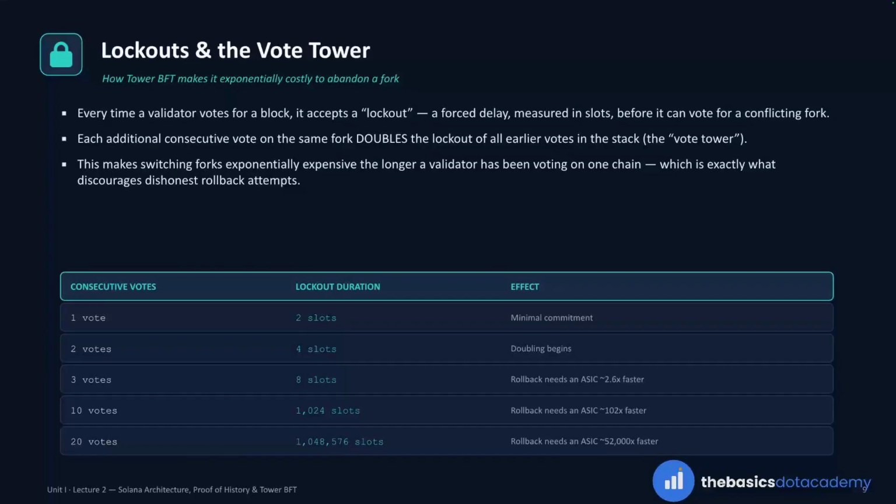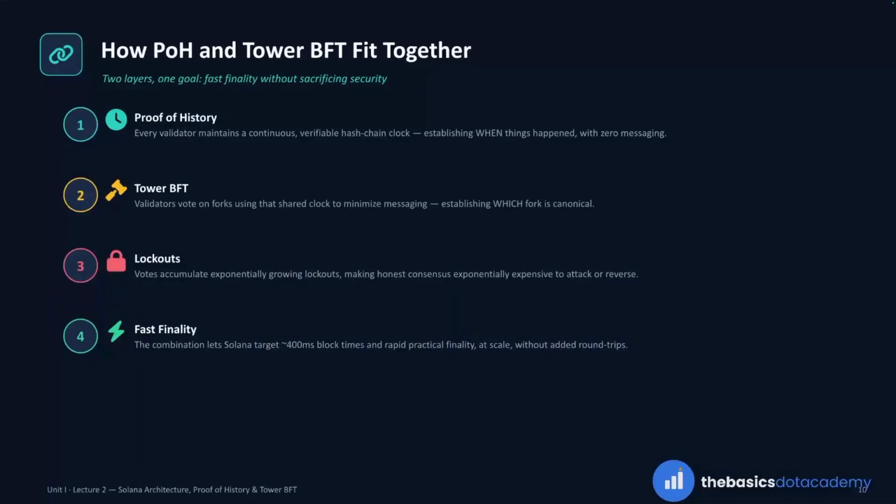And if at all you try to switch to another fork, if your lockout duration crosses 20 votes, that would require an extremely super fast chip to do so, which discourages dishonest rollback attempts.